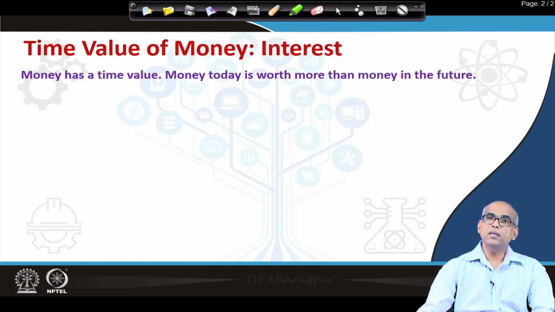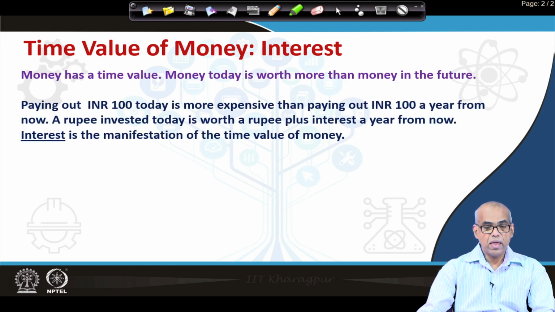You know that if you put money in bank, the money grows with time. So, money has a time value. Money today is worth more than money in the future. Paying out 100 rupees today is more expensive than paying out rupees 100 a year from now. A rupee invested today is worth a rupee plus interest a year from now. Interest is the manifestation of the time value of money.